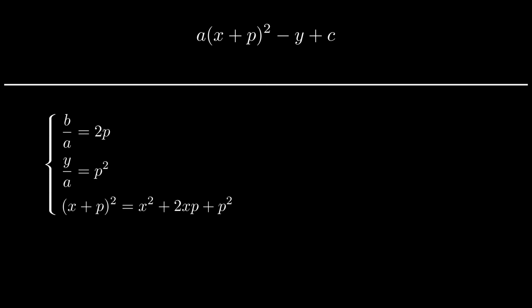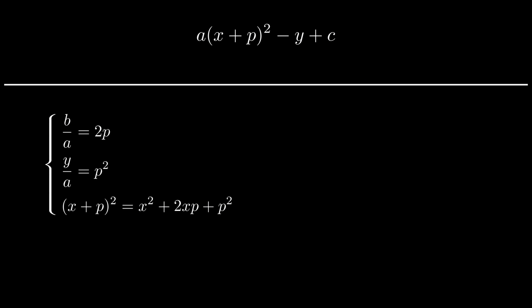Okay though, what do these letters mean? Now's the time to unsubstitute. The system we had still works fine. We said that b over a is equal to 2p. To get p, just divide the equation by 2, giving us b over 2a is equal to p. Substitute b over 2a for the p's that we already have.